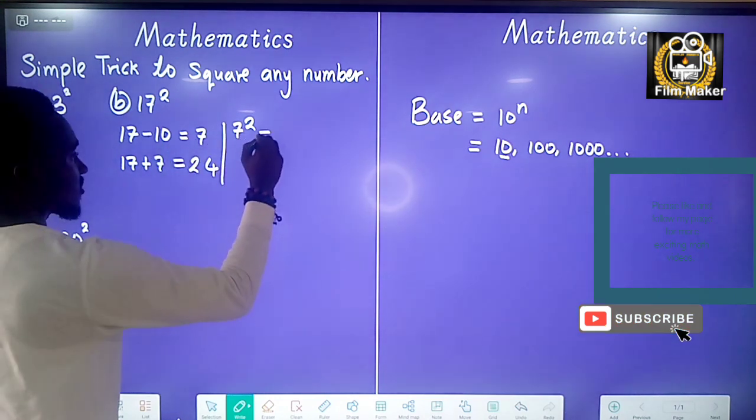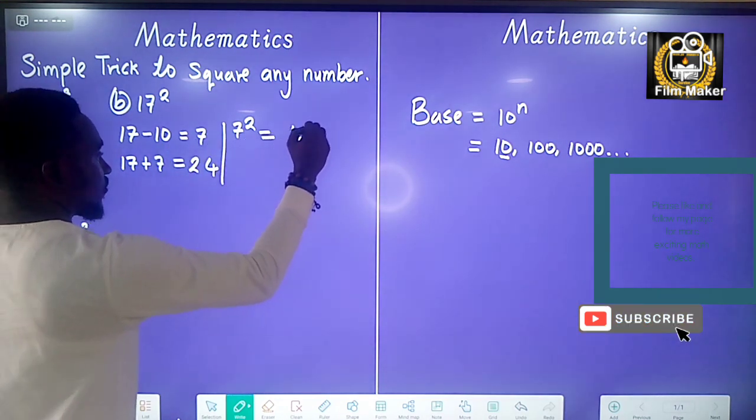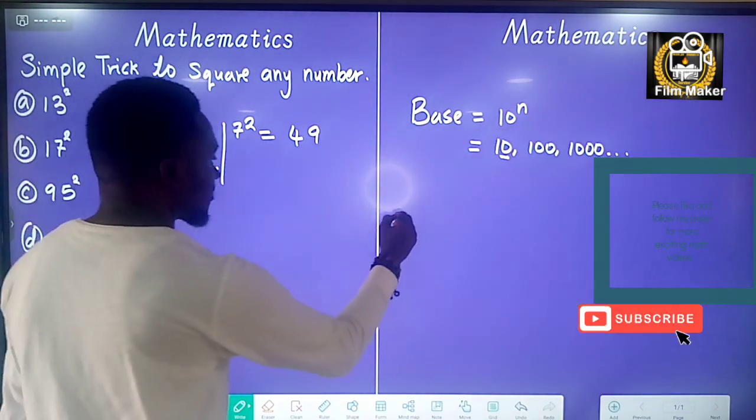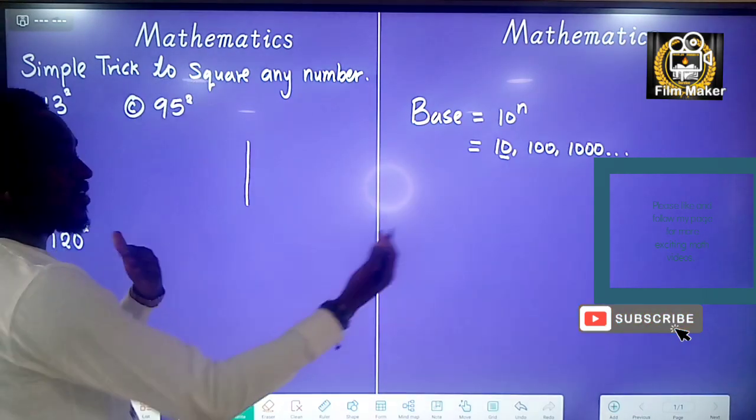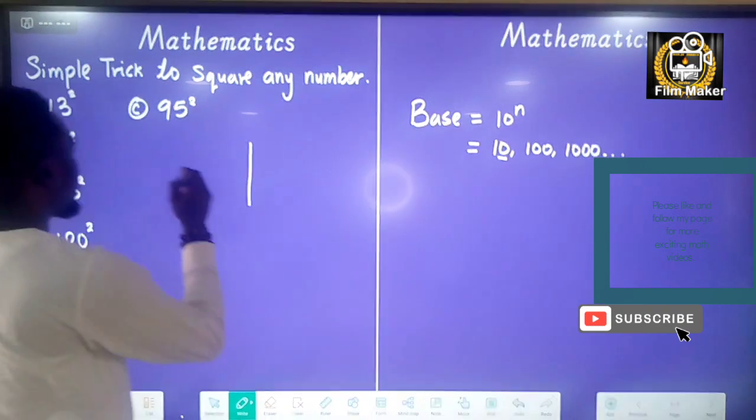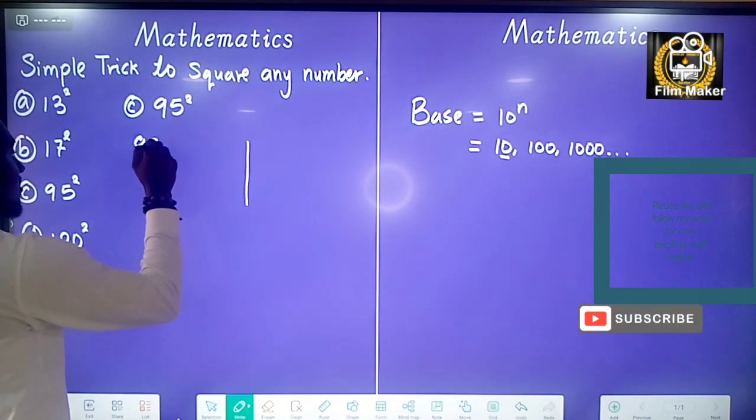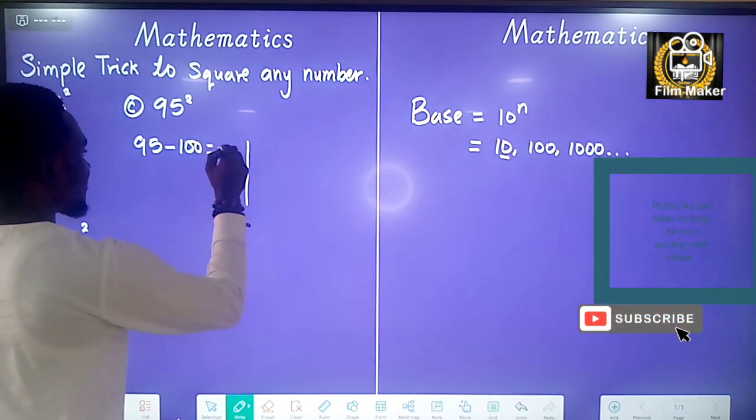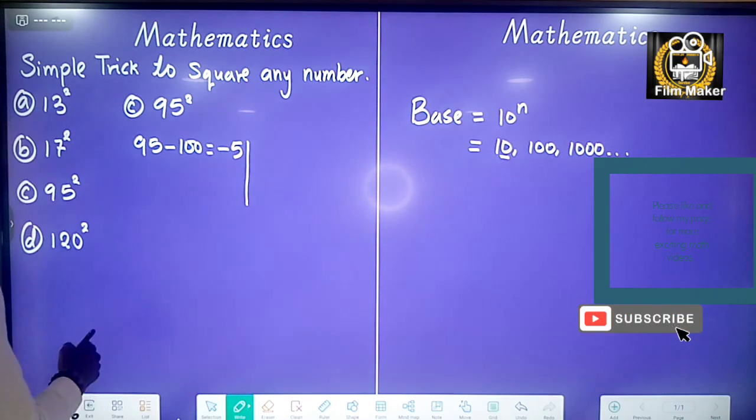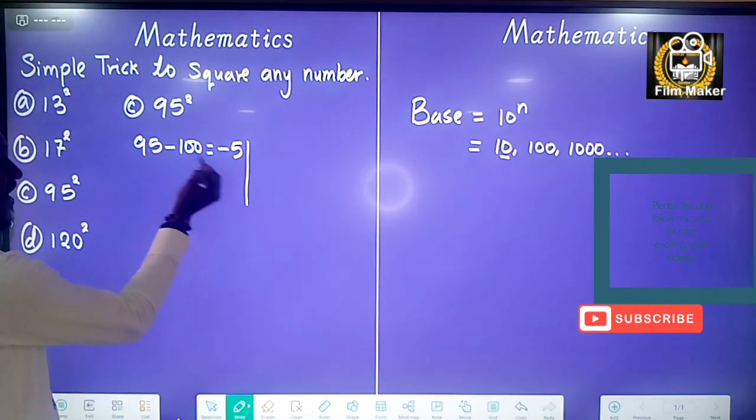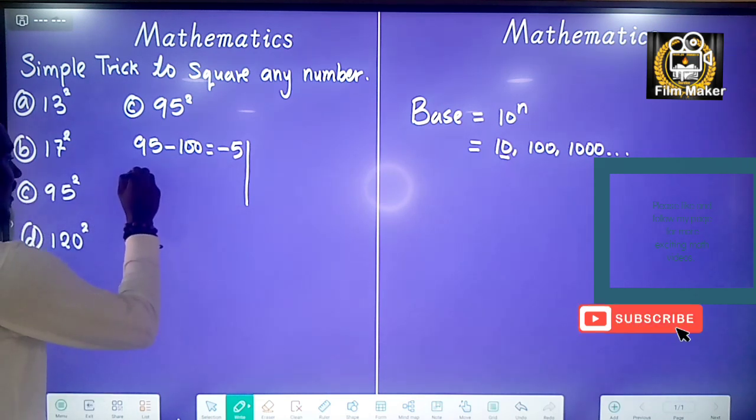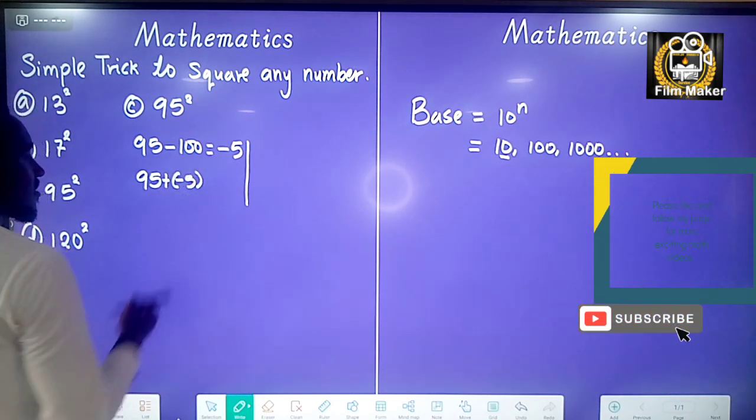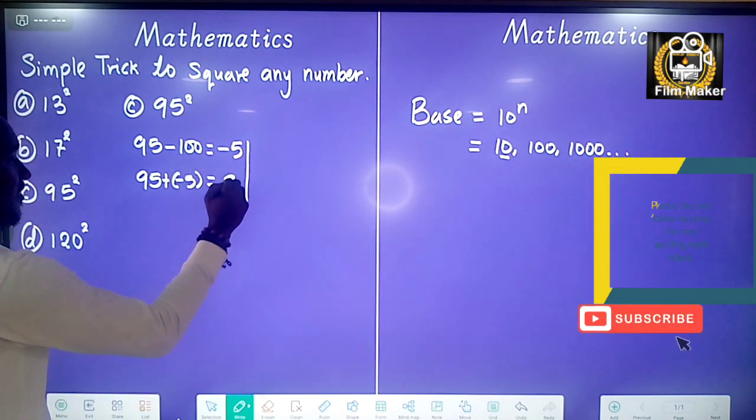So 7 squared means 7 times 7, and you have 49. Now again, you have 2 digits here, you have 2 digits here. You can't write 2, 4, 4, 9. We're subtracting the base from the given number. So 95 will be here, then minus 100. So your answer will be negative 5. Is that not so? Now, at this point, I am supposed to add the negative 5 to 95. So what I have here is now 95 plus negative 5. Exactly, and my answer will be left with 90.